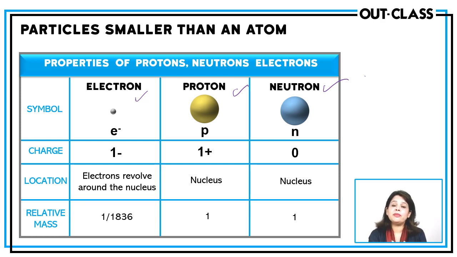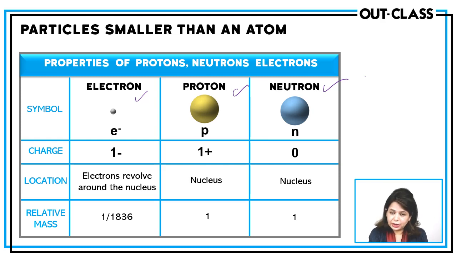Charges, you must remember their charges. Unit negative charge, that is -1, for the electron. Unit positive charge for the proton, 1 plus. Neutron has 0 charge, or neutral, nil. The word neutron is from neutral, so it means no charge, 0.